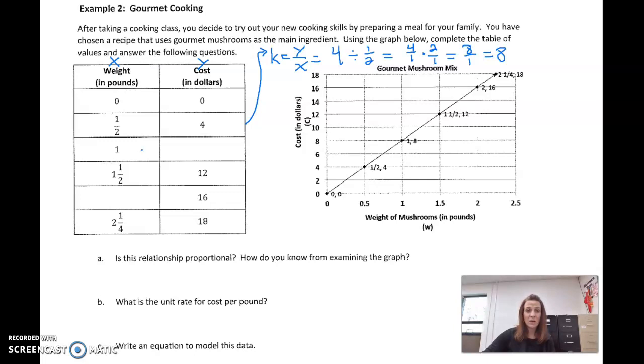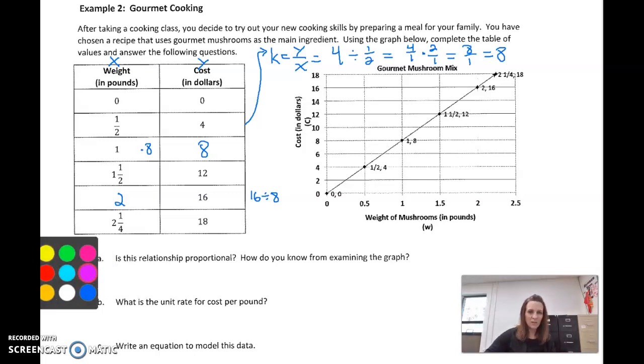So that means I can go 1 times 8 here and get 8. If I need to find this one here, remember, this is where we go the other way. If you have your y value, not your x, that's when we divide. What is 16 divided by 8? 2. All right, so just like that, it fills out the table.